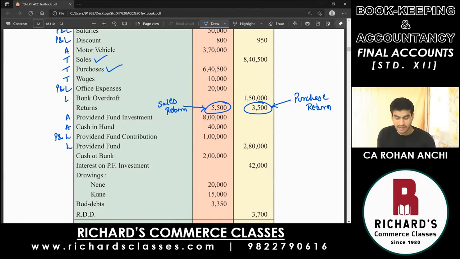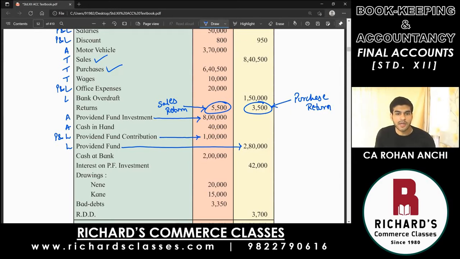Only the word provident fund, when you see, is a liability. And I told you, use that debit and credit column to your advantage. Debit column means expenses and assets. Credit column means incomes and liabilities. And if you see, provident fund is on the credit side, so it has to be a liability. Provident fund contribution is in the debit, so it is an expense. Even investment, if you see, is in the debit, which is why it is an asset.